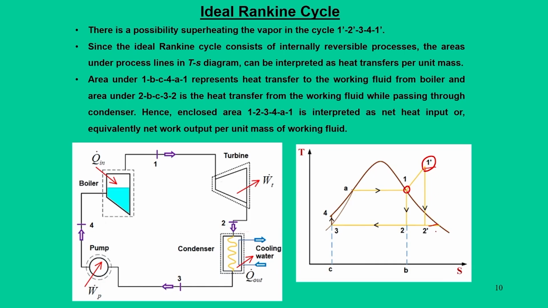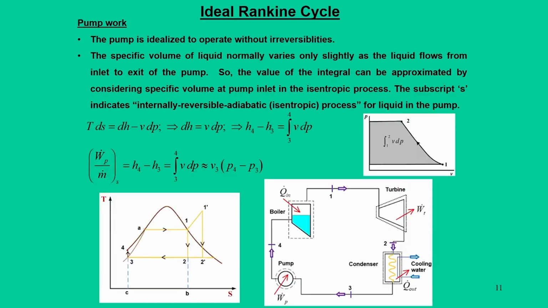So, we can extract more work, number 1. Number 2 is that there is a chance of moving away from the saturated vapor region, that means 2 moves to 2 dash. Through this process we can effectively handle the quality of the steam. We will give more details in the subsequent lectures where we introduce the term superheat. But anyway, moving further, this is all about the ideal Rankine cycle.